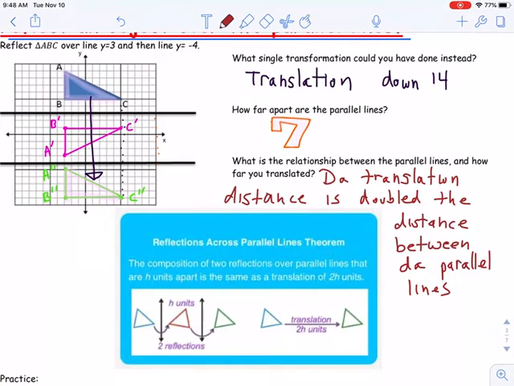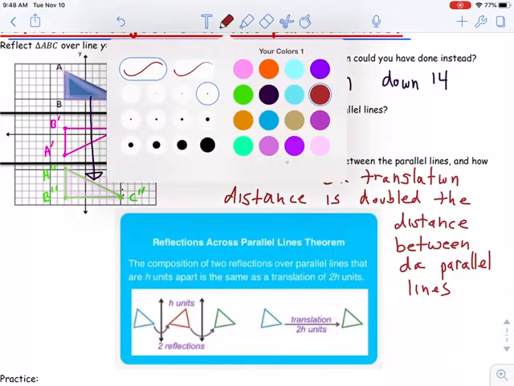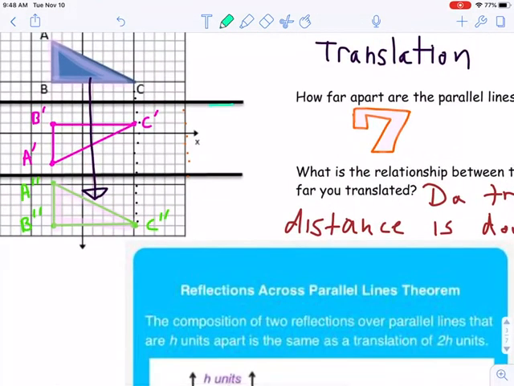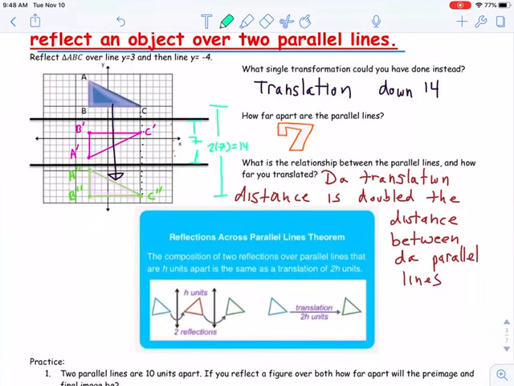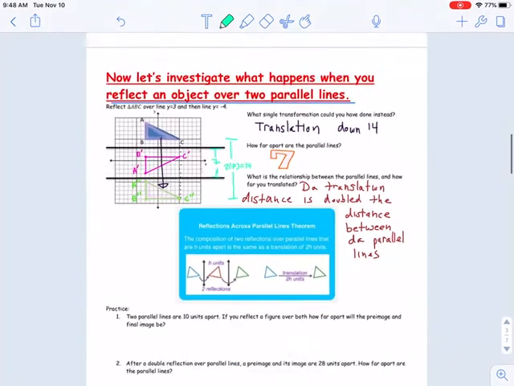Okay, and then we got it very mathematically written here. Reflection across parallel lines theorem. The composition of two reflections over parallel lines that are h units apart is the same as a translation of 2h units. So in this case, let's just relate this to this problem. These lines were 7 apart. So the translation was 2 times 7, also known as 14 apart. So that's what it means. Cool.